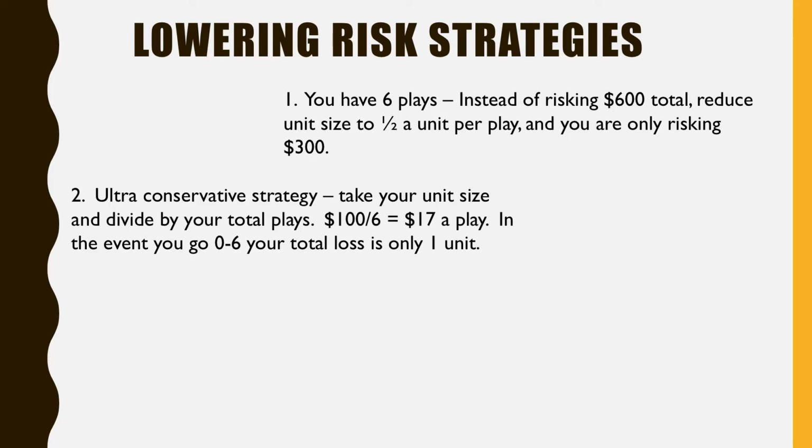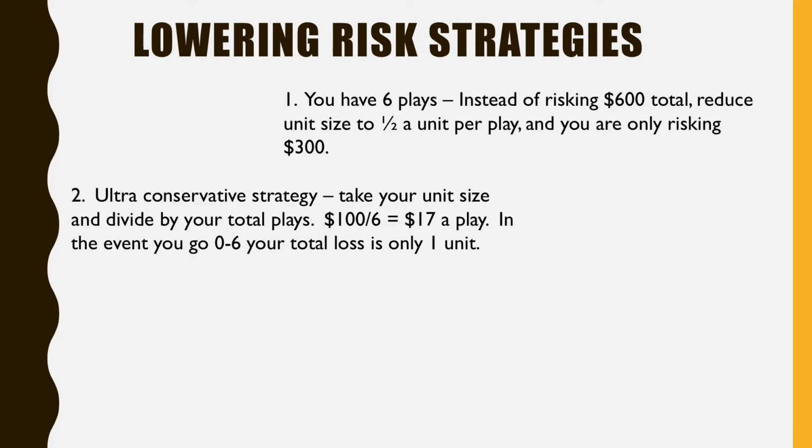Now, another ultra conservative strategy is to take your unit size and divide by your total plays. This would be a really good strategy for a novice, especially if you like a lot of action, which means you have a lot of plays. So let's say, it's very simple, you take your unit size, which in this case is $100. You divide that by 6, that equals $17 a play. In the event you go 0-6, your total loss is right at 1 unit.